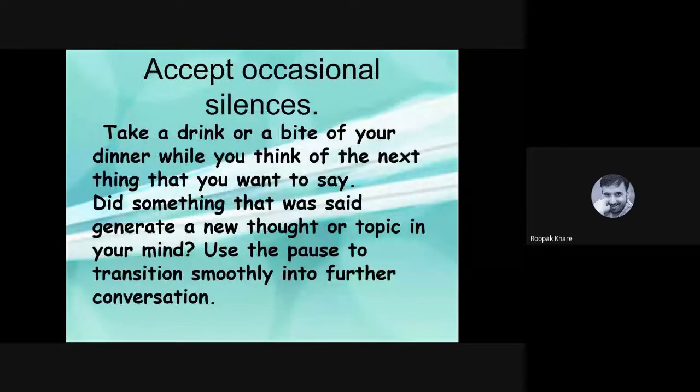Cool. There would be silences. Be okay with those silences. If you're at a party or somewhere, you could take a sip of your drink. You could bite something. You could look towards the walls and the decor in that room, and then begin the next topic that you want to discuss. So there would be silences occasionally. Don't feel awkward about these silences.